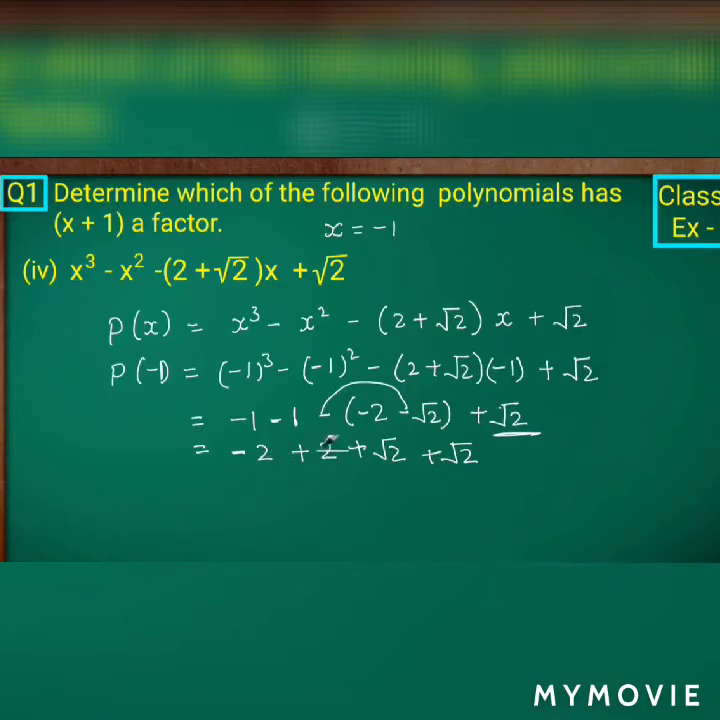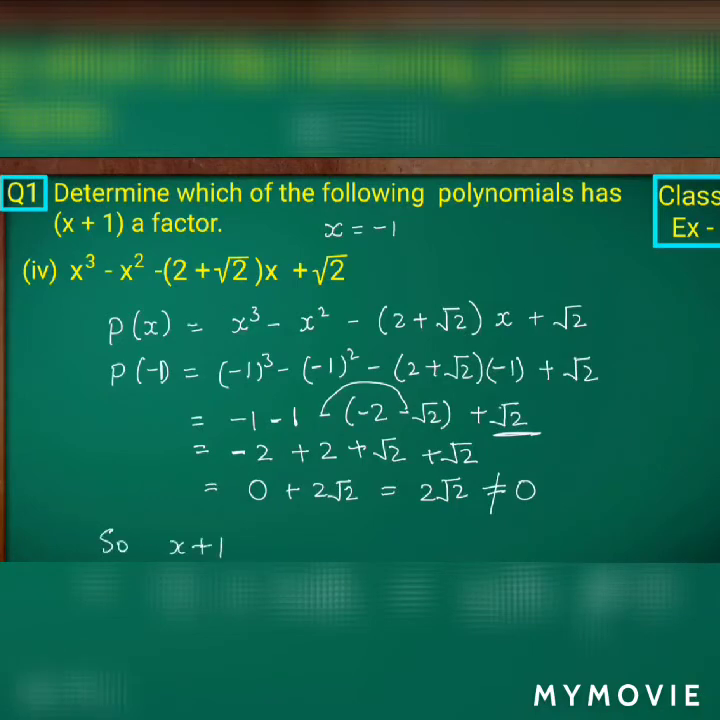But we are having plus root 2 plus root 2, which will become 2 times root 2, isn't it? Since we are having the same value with the same sign, we have to add 2 times root 2, again which is not equal to 0. We are getting some value, isn't it? So again the given factor is not a factor of the polynomial. So x plus 1 is not a factor of this polynomial.